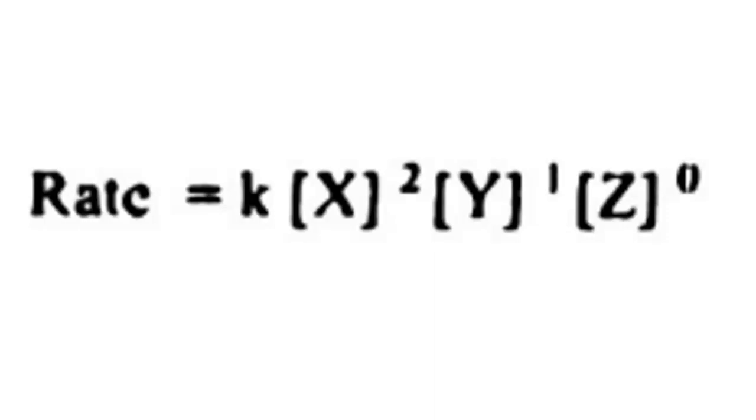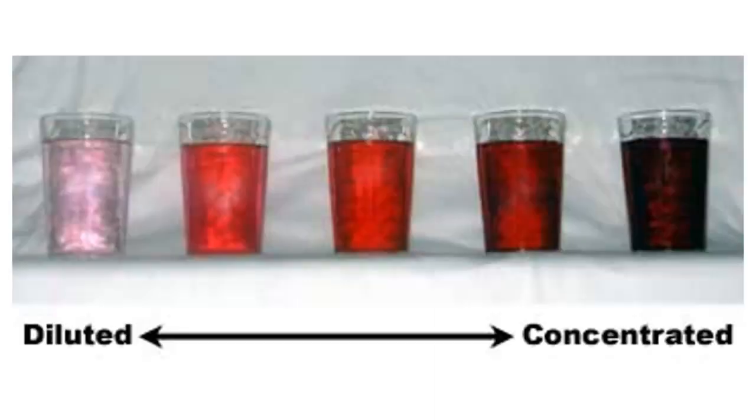The overall order of a reaction is the summation of the orders of all the components. So for this example, the overall order is going to be 2 plus 1 plus 0. The order of each component must be determined experimentally.